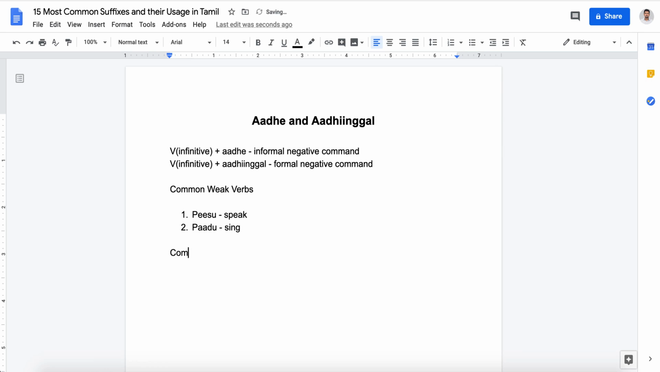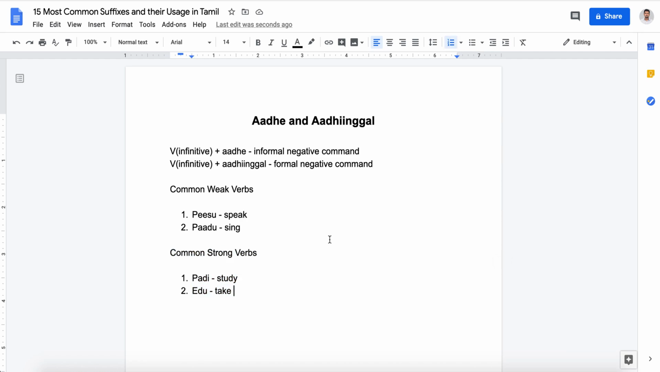Now let's learn some common strong verbs. If I say padi, it means study. If I say yedu, it means take. So பேசு, speak, and பாடு, sing, are the weak verbs. Padi, study, and yedu, take, are the strong verbs.